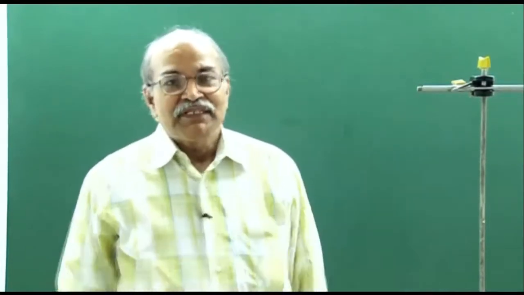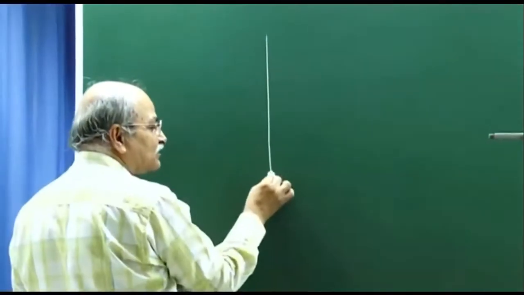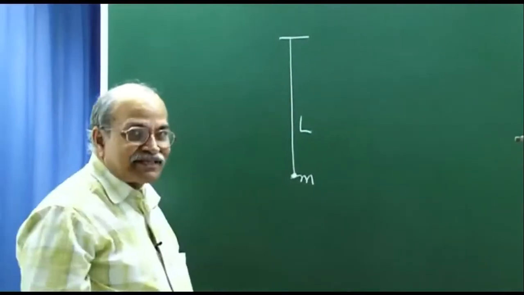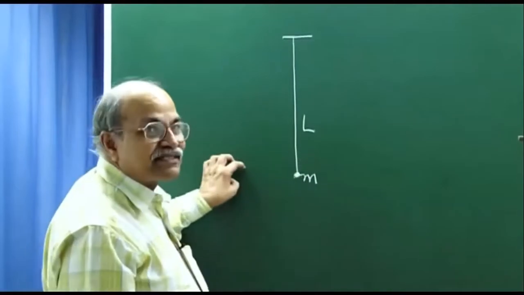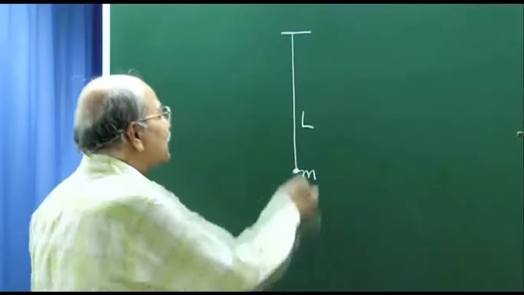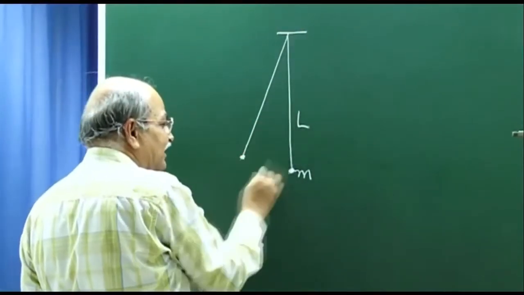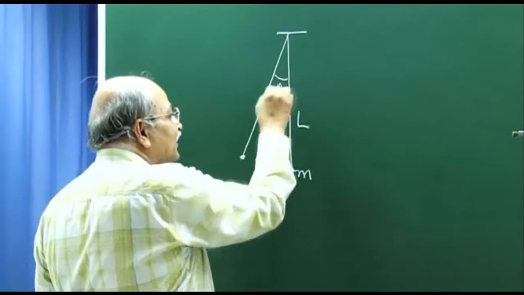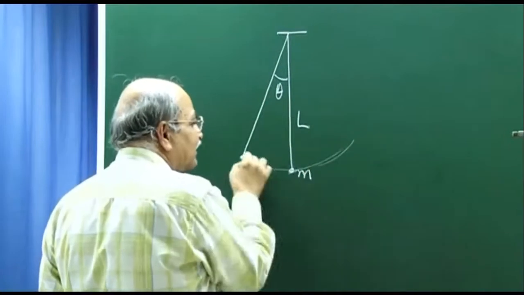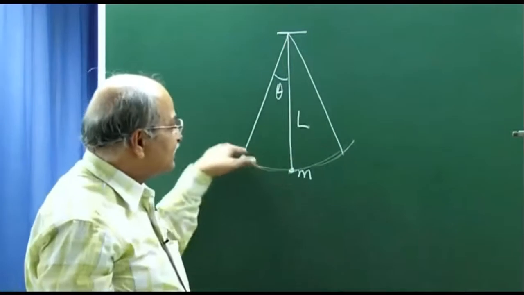In a simple pendulum, you have a thread and then a mass, and this end of the thread is fixed. You pull this mass on one side and leave, and it oscillates. At a certain time, if it is here and this angle is theta, and you leave it from here, then it goes like this and comes like this. So, it oscillates on an arc of this circle.